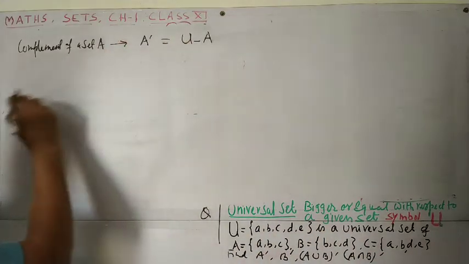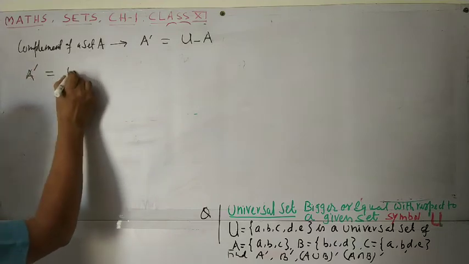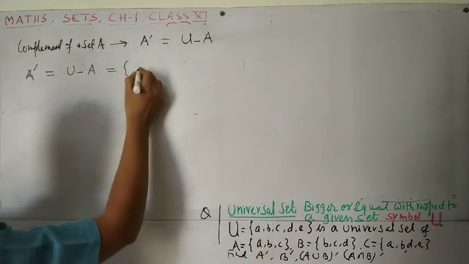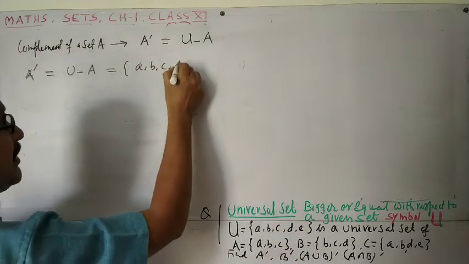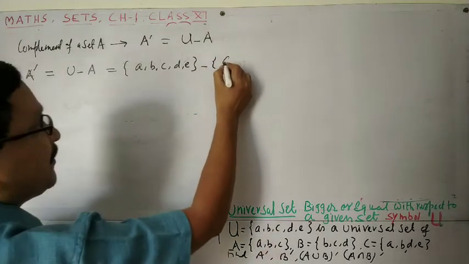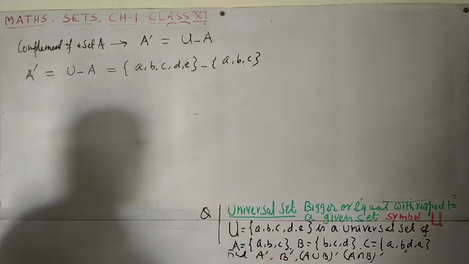Now just see. First of all, we are going to find A complement. A complement means U minus A. Now write the value of U. U is {A, B, C, D, E}, minus A, which is {A, B, C}. So just see how the subtraction, the difference of two sets, works.